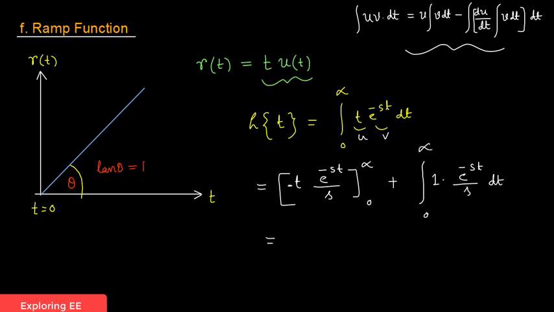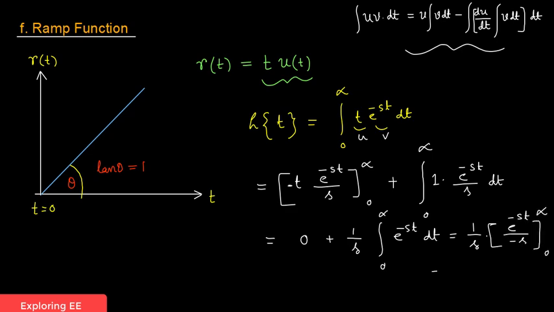So if you compute the first term, it will be 0, since e to the power minus infinity is 0, minus, if we put 0, t will be 0, so the entire term will be 0, plus 1 upon s times the integration from 0 to infinity of e to the power minus st dt. So 1 by s times e to the power minus st by minus s under the limit 0 to infinity. If we compute this value, it is also 1 by s. So the Laplace transform of t is 1 upon s square.